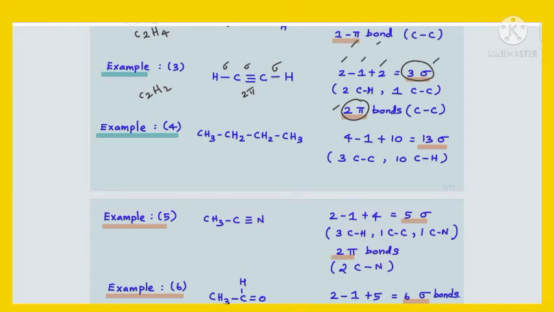Then the next one, the fourth example, an alkane compound with 4 carbon atoms, which is nothing but butane.